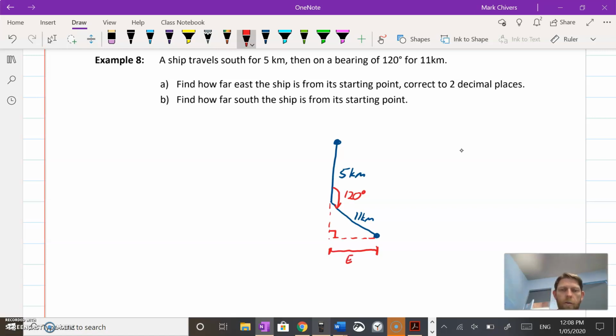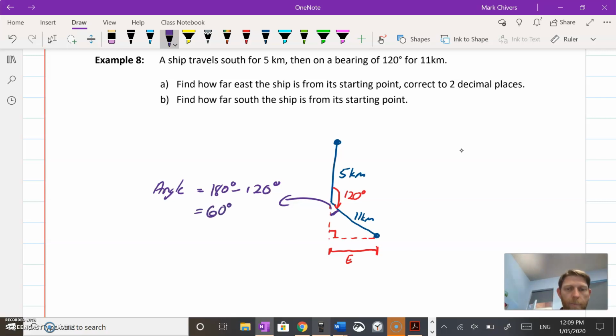Now I also know that I can work out this angle in here. I'm just going to draw a little arrow over here. Angle equals 180 minus 120 degrees, because it's 180 all the way around to the south, and when I made this little fake triangle up, I continued the south-north line. So this is going to be 60 degrees.